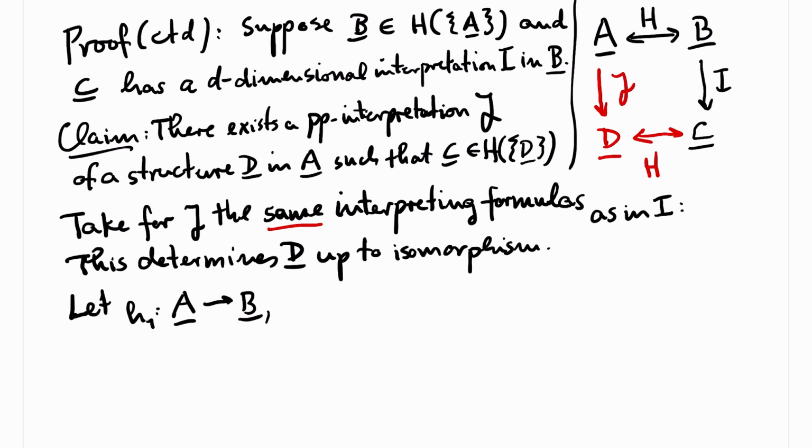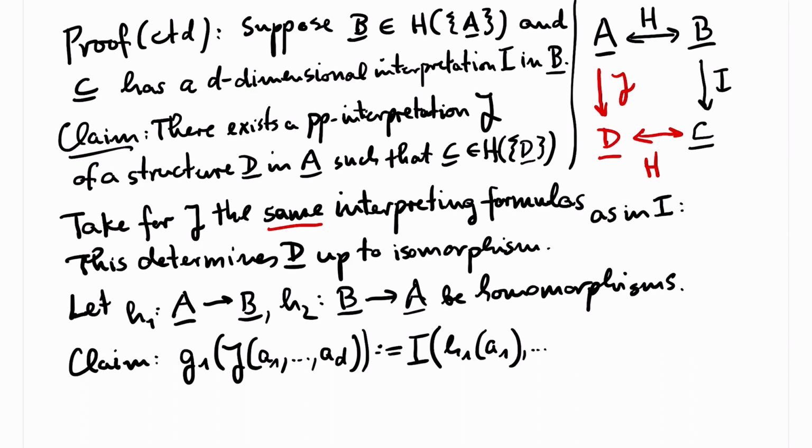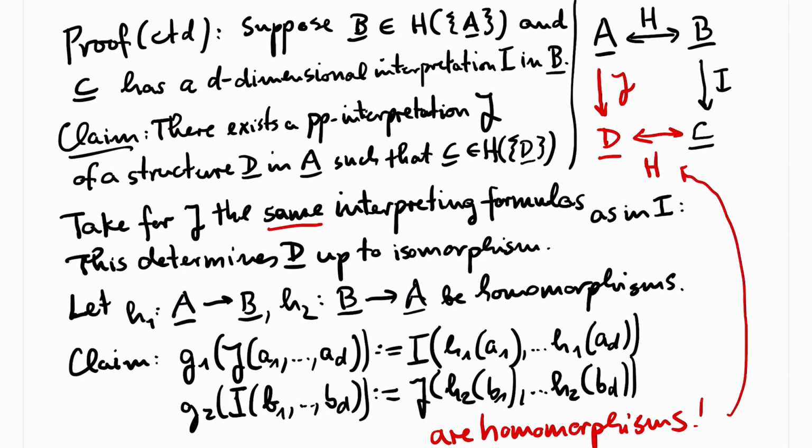Let H1 be the homomorphism from A to B, and let H2 be the homomorphism from B to A. We can then write down explicitly what the homomorphisms between C and D are. We start with the homomorphism from D to C. Every element of D can be written in the form J applied to a1 up to ad. This element is then mapped to the value of the coordinate map of I applied to the image of a1 up to ad under H1. And G2 is defined symmetrically. It's an easy exercise that I leave to the audience to verify that these maps are indeed homomorphisms.